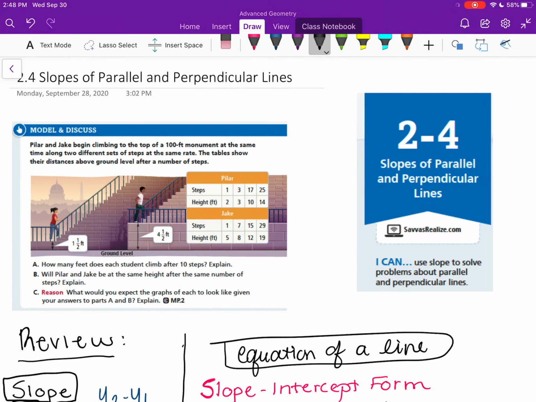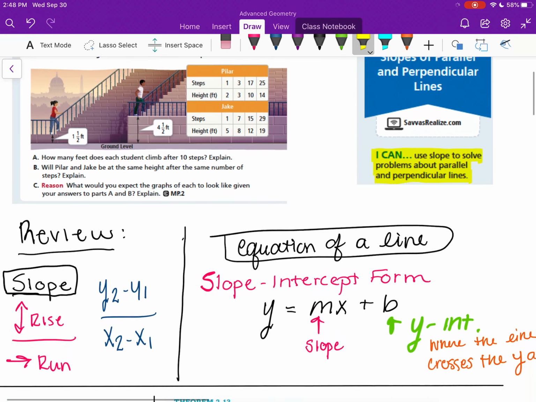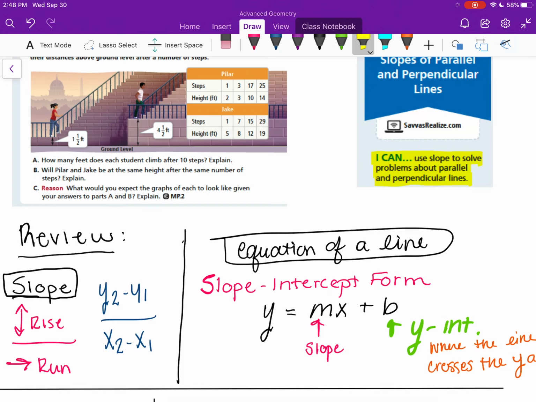This is lesson 2-4, which is about the slopes of parallel and perpendicular lines. Your I can statement is: I can use slope to solve problems about parallel and perpendicular lines. Before we can jump into this example, we need to review a couple things, and I want you to do that on your model and discuss page.